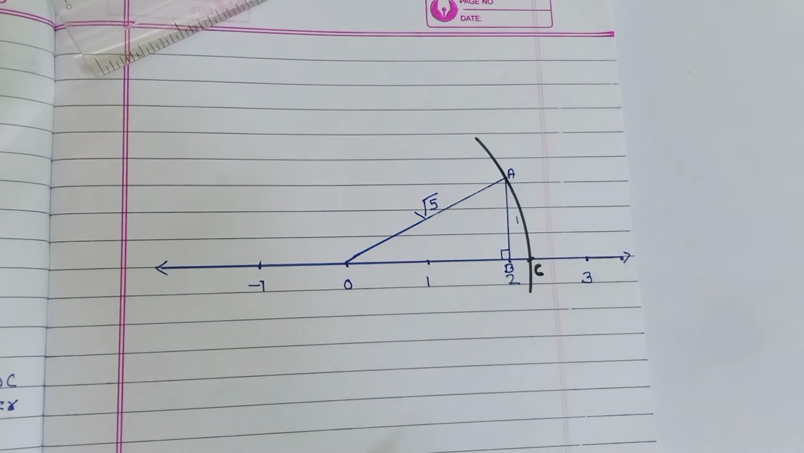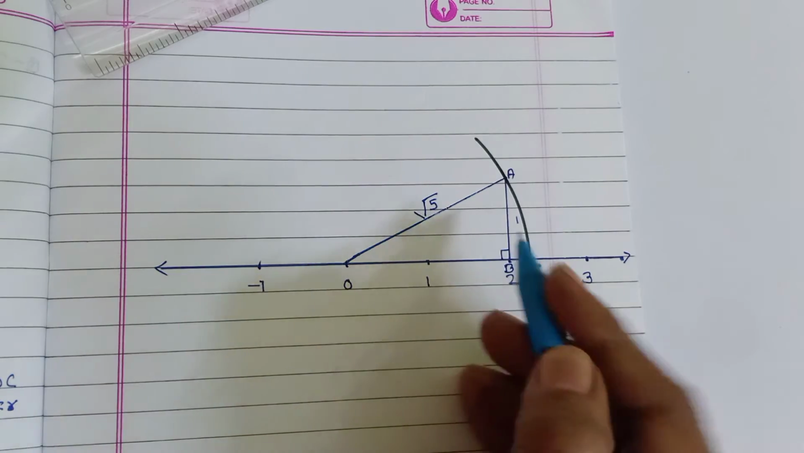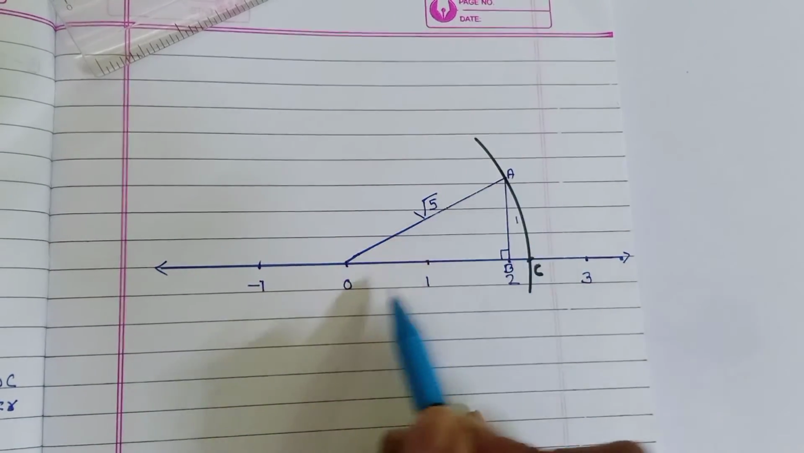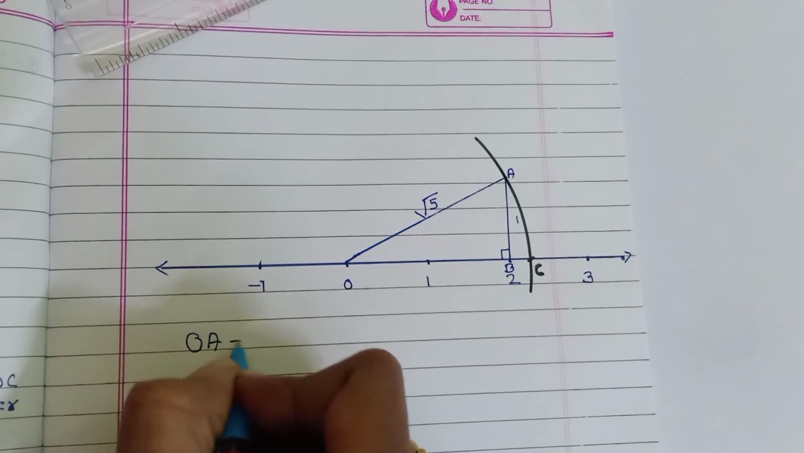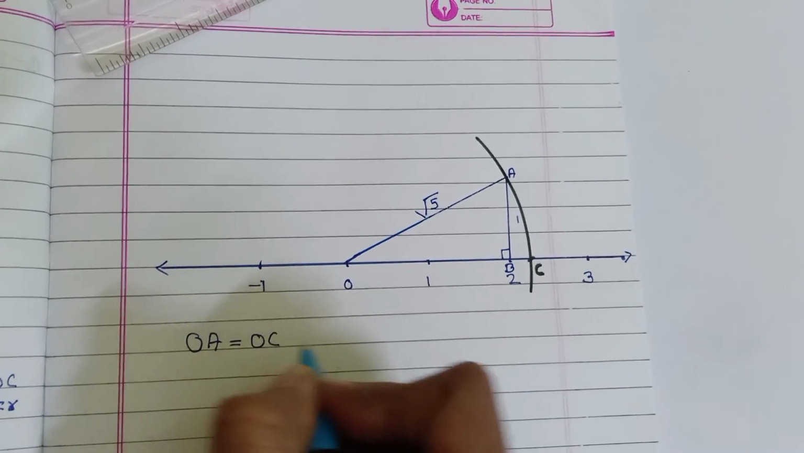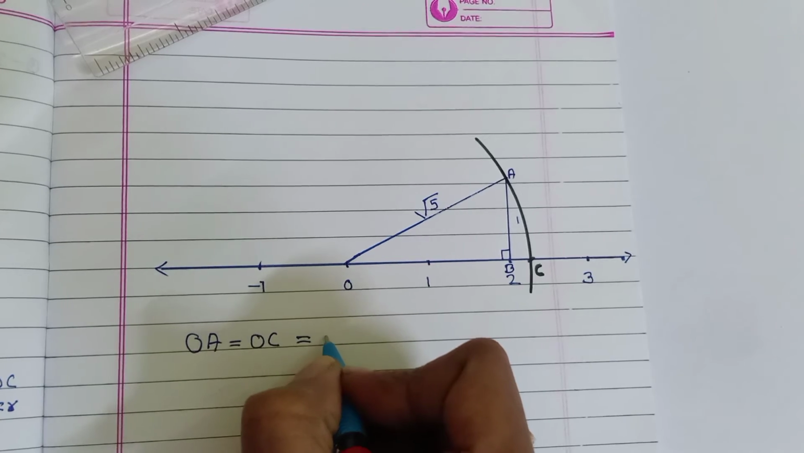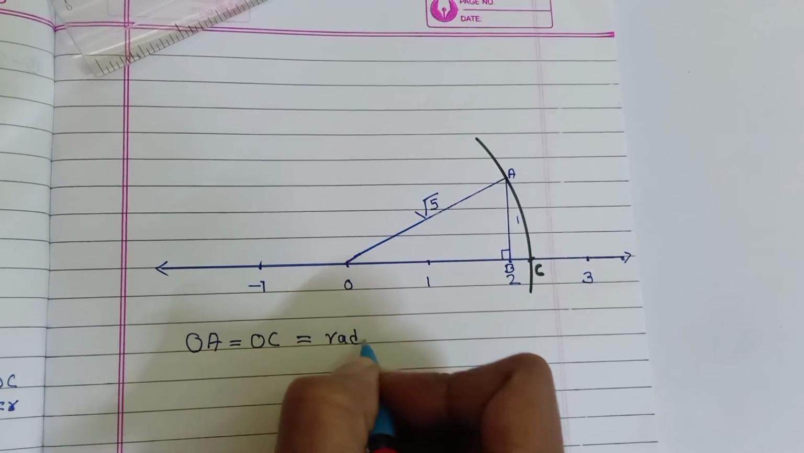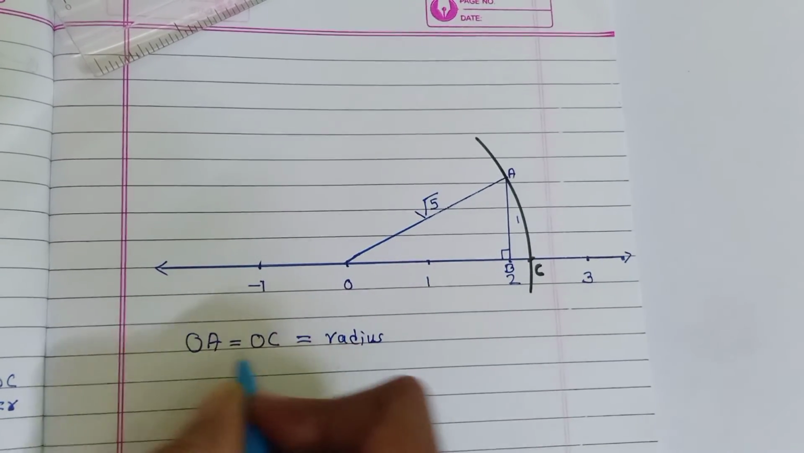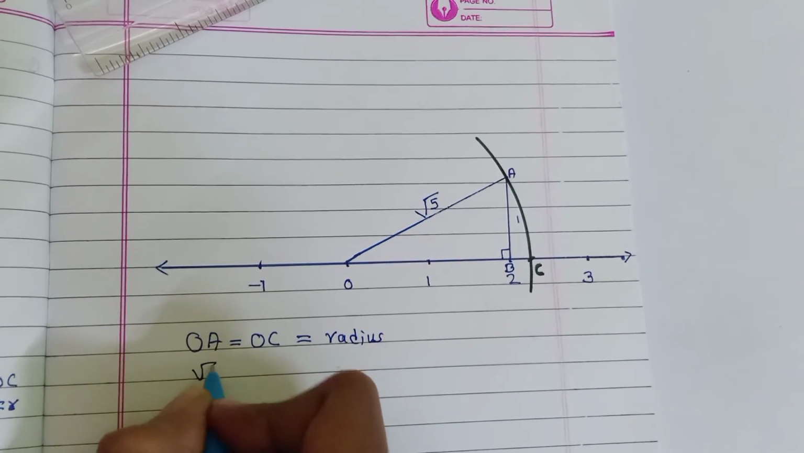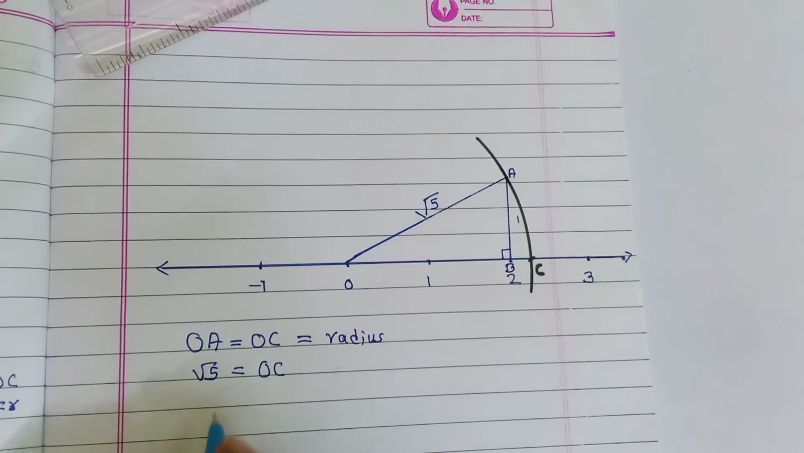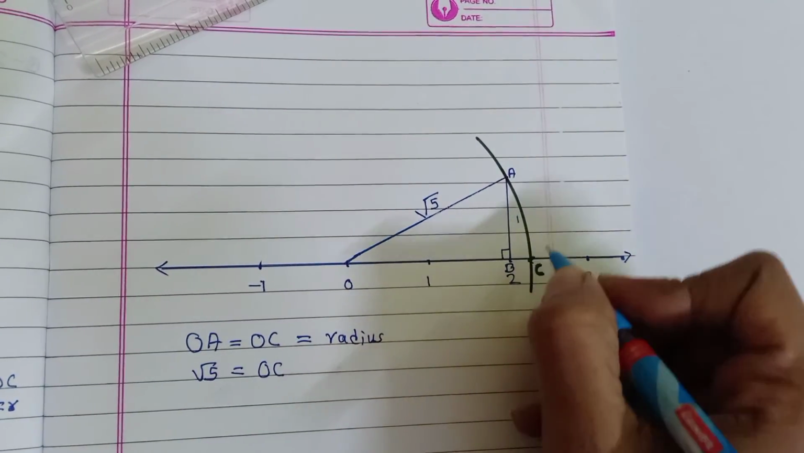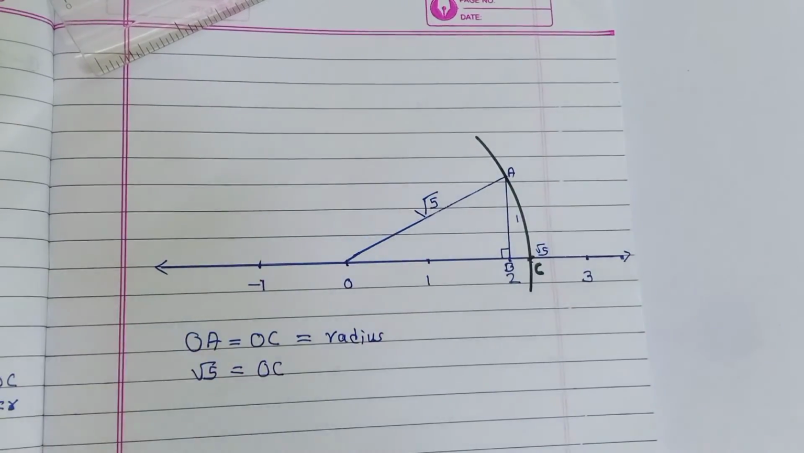So now this is root 5, but how do I know that this is root 5? How can I say this? Look here, this is an arc here. So OA is the radius inside this arc. Similarly, OC is also the radius, and we know radiuses are always equal. So OA is equal to OC is equal to radius. So if OA is root 5, that means OC is also root 5. So this is how we have represented root 5 on the number line.